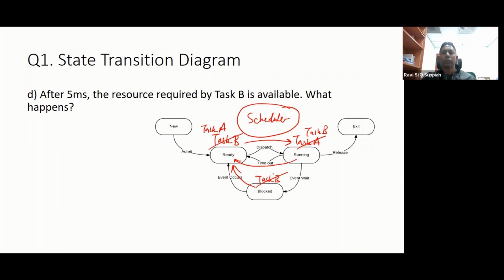So a few things will happen. First, task B will be unblocked, so it will go from the block state to the ready state. Once I'm in the ready queue, the scheduler will see that a higher priority task is now in the ready queue. So it will transition task B to the running state, and task A, which was running, will now transition to the ready state. This is the sequence that will happen in this scenario.